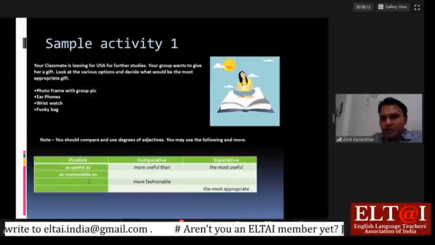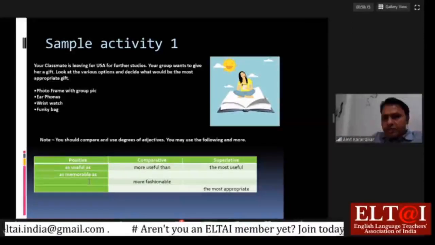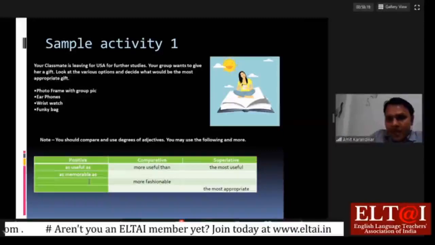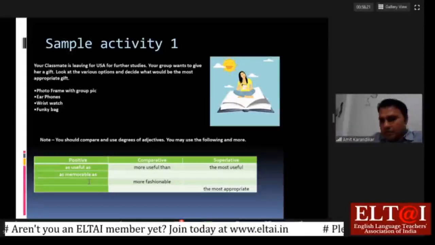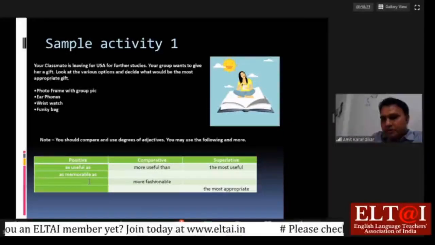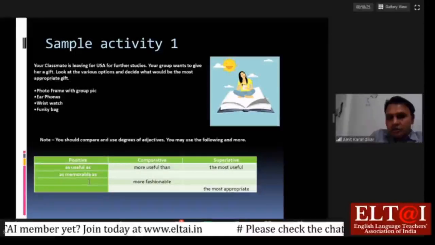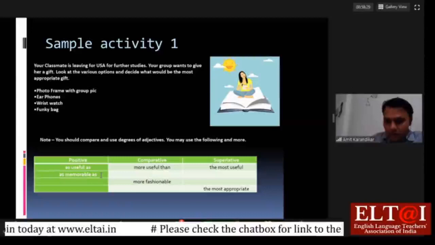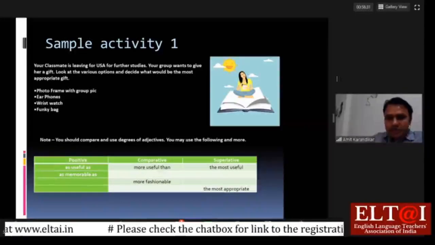Your classmate is leaving for USA for further studies. Your group wants to give her a gift. These are the enlisted gifts. And there is a small scaffolding about positive, comparative, and superlative degree. The students are supposed to use these or more, whichever adjective they wish to. This is one sample activity.